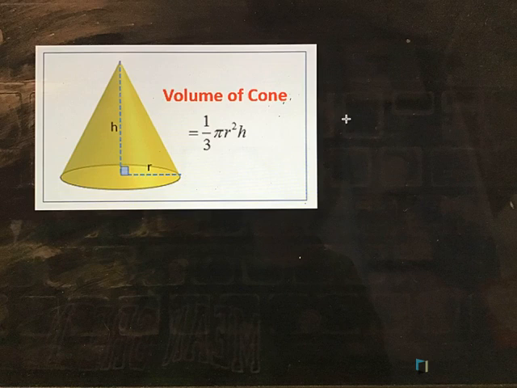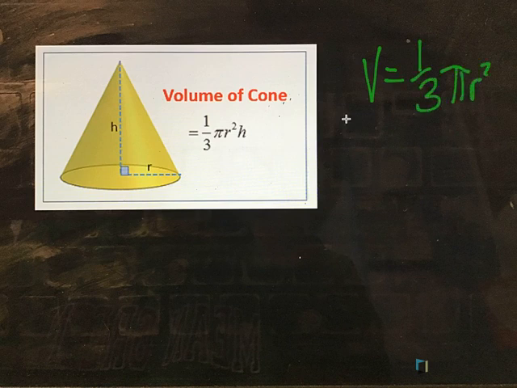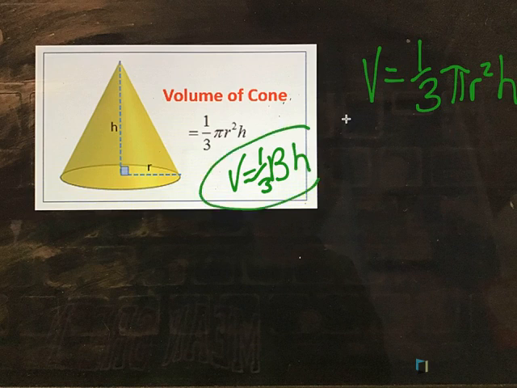Next, we're going to go to volume of a cone. Okay. So our volume of a cone is 1/3 pi r squared times height. I should have started off with volume equals 1/3 capital B times height. That is our initial formula. And then we go to this formula. Why? Because our bottom shape, you notice, is a circle. And the formula for area of a circle is pi r squared.